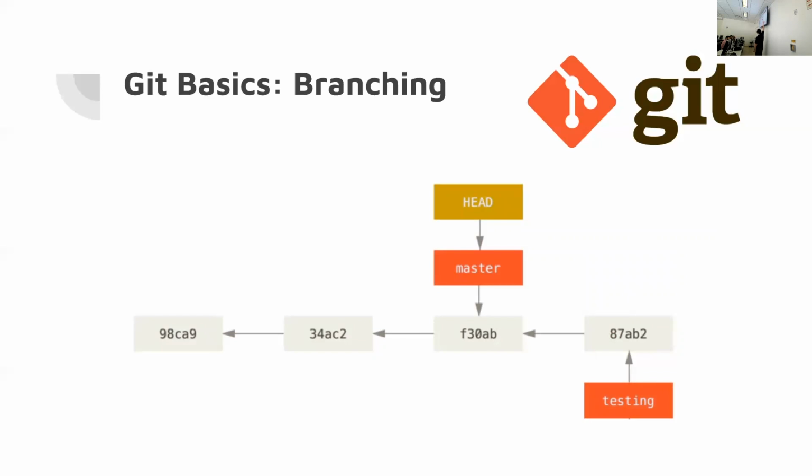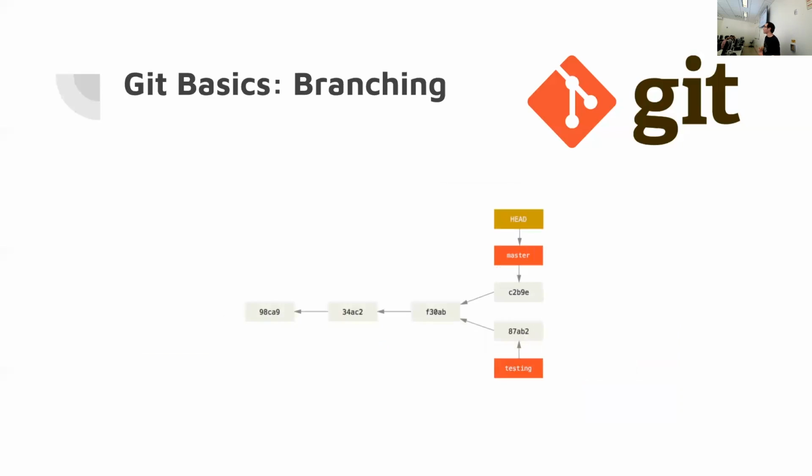This is still a work in progress. We don't want to push this up to our server or something. So we want to go back to here and fix this bug. We go back there, fix the bug, and we make another commit. And that's what this is. So now if we're done with that, we could just go ahead and check out our testing branch again and pick up exactly where we left off.